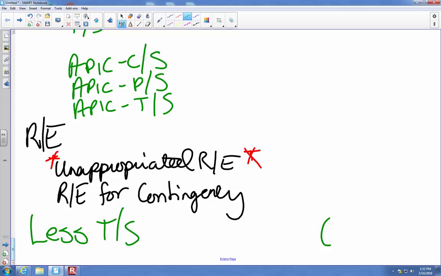It doesn't add to my equity. It does what? Subtracts from it. So that's kind of a little weirdo with that.